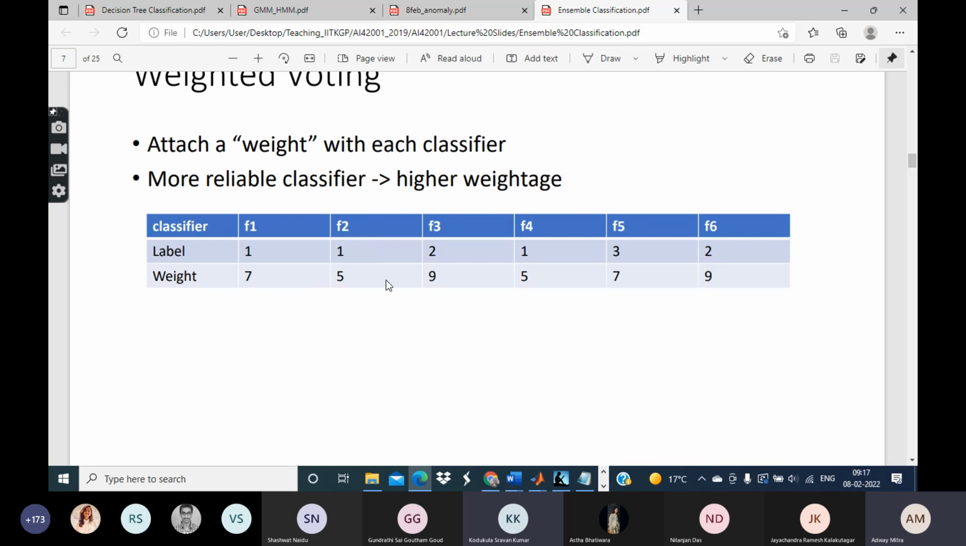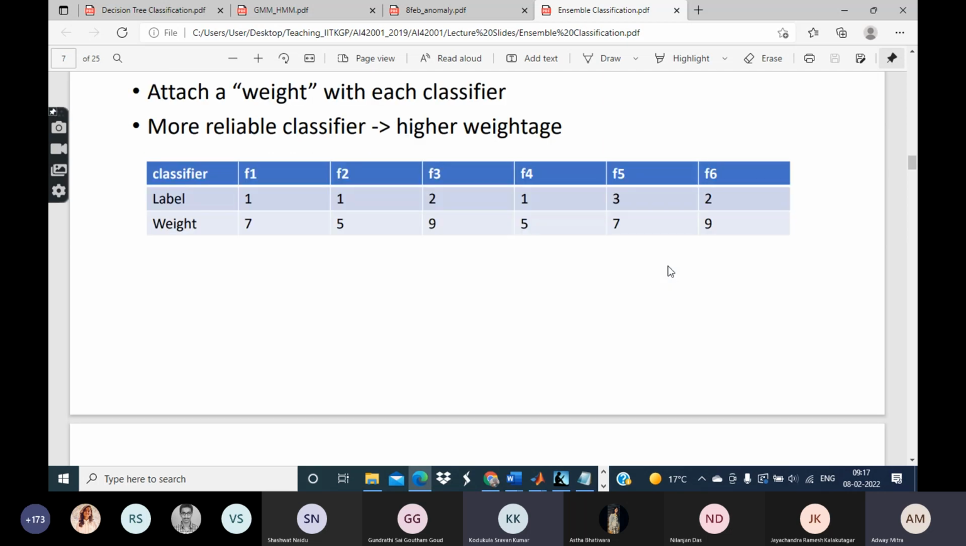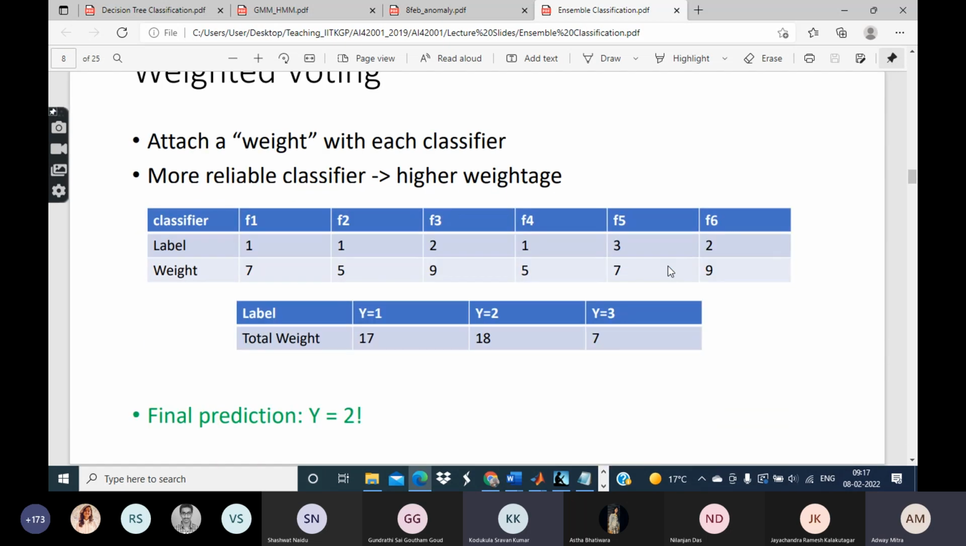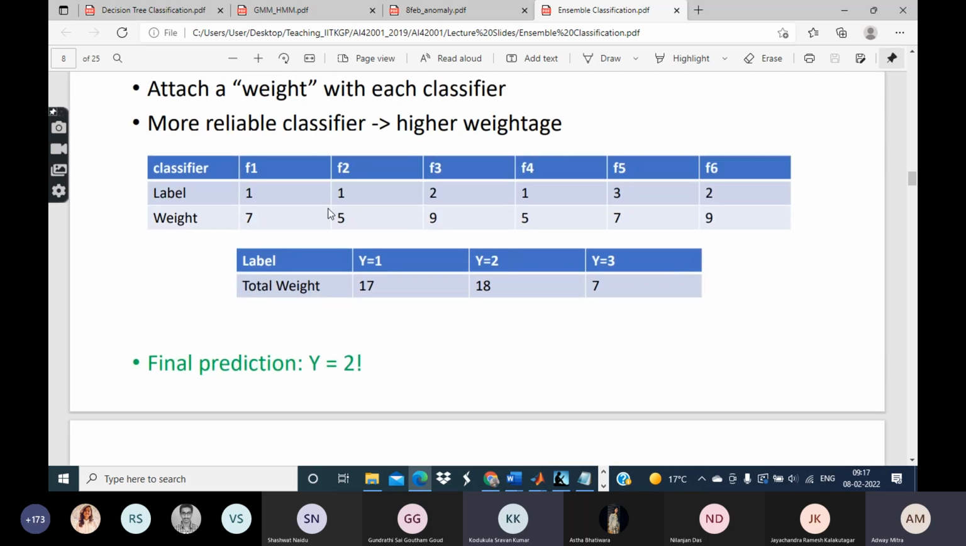So let us say that these are the weights we have given to the different classifiers on the basis of some performance on some benchmark dataset. Then when you are taking the vote, instead of taking the simple vote, you take the weighted vote. That is, for every class, instead of simply counting how many classifiers have predicted that class, you add up the weights of the classifiers which have predicted that class.